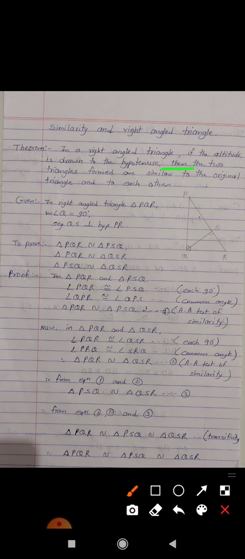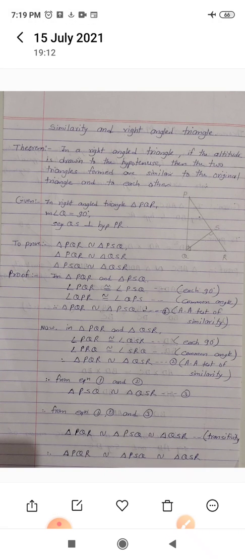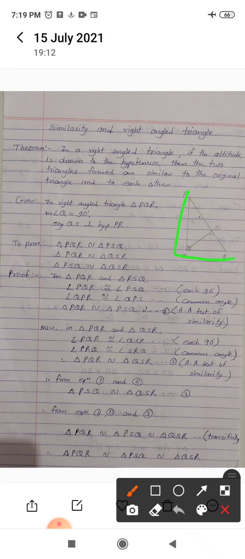Then the two triangles formed are, here there are two triangles newly formed, these two triangles. So these new triangles are similar to the original triangle. They are similar to the original triangle and to each other also. So let us create the one by one correspondence. Here I am taking first our original triangle PQR, so here I write the name of this triangle PQR.